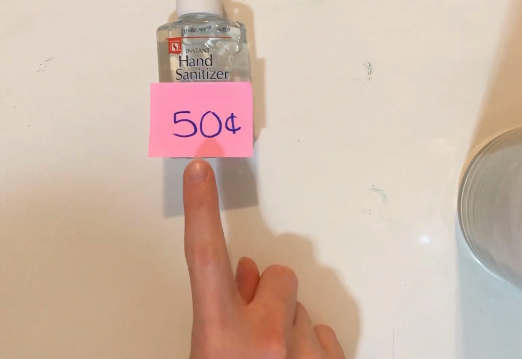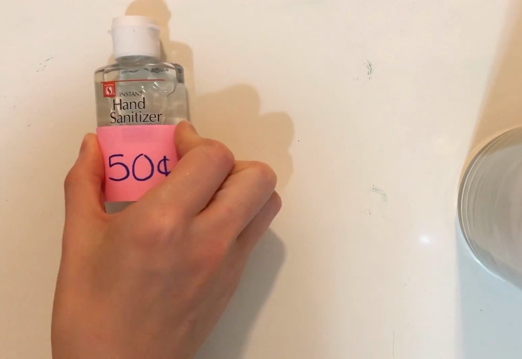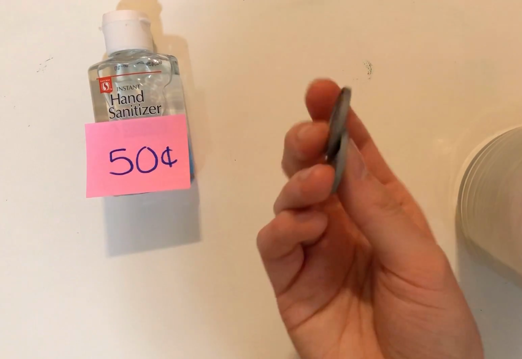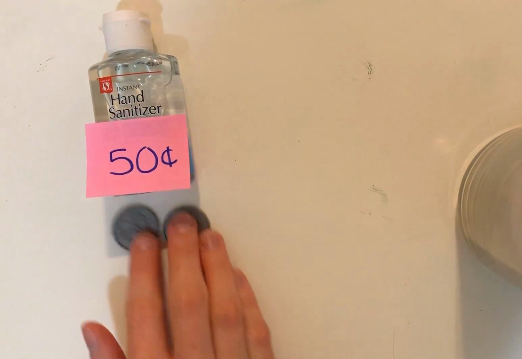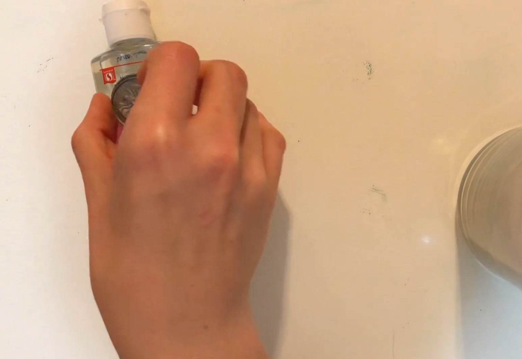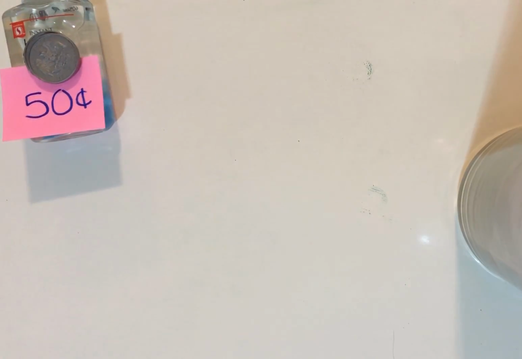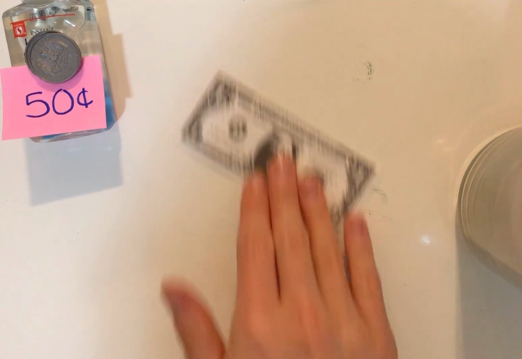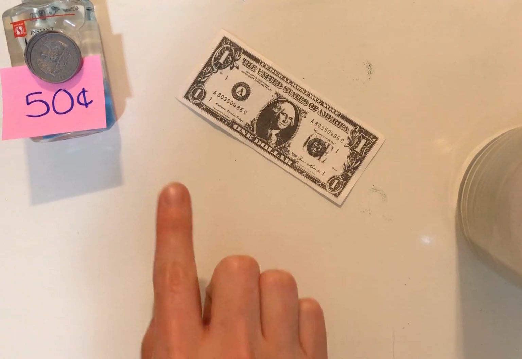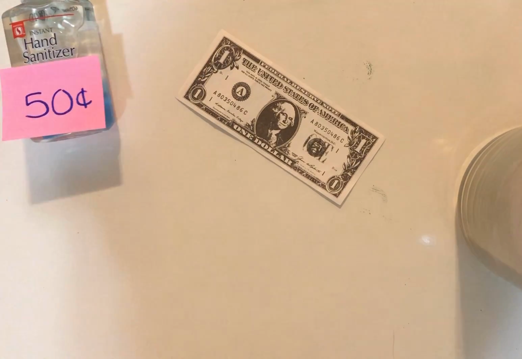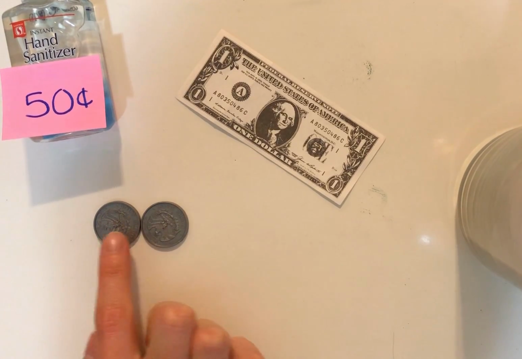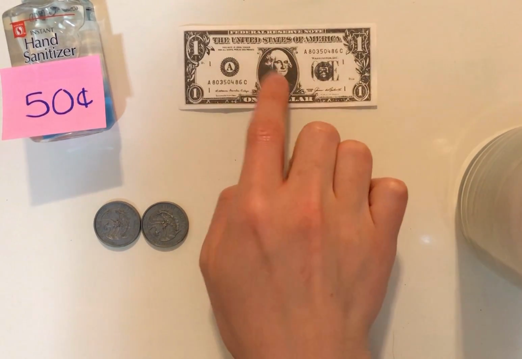I have a thing of hand sanitizer here, and it is 50 cents. Once again, we know that 50 cents can just be shown as 2/4, so 25, 50. We know it costs that much, but once again, what if I paid for this with $1? How much change would I get back? So I give the cashier $1, and if the hand sanitizer costs 50 cents, I have to count up until I get to the amount of $1.